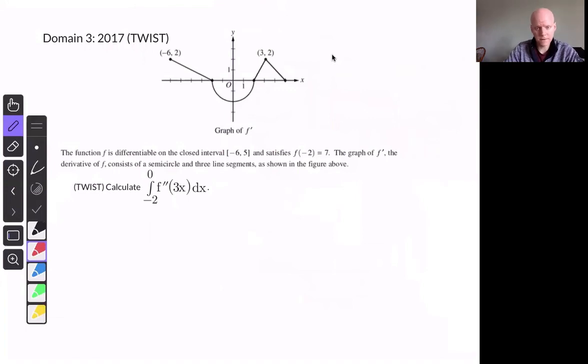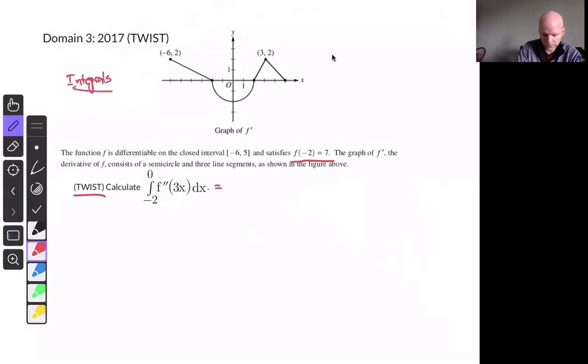I've got this graph of F prime, and it satisfies F of -2 equals 7. And then we've got the graph up here. What I want to do in this twist problem, you won't find it in the 2017 thing, but I'm just doing it as an example, is we want to calculate the integral from -2 to 0 of F double prime of 3x.